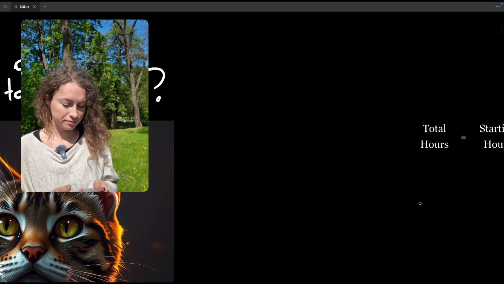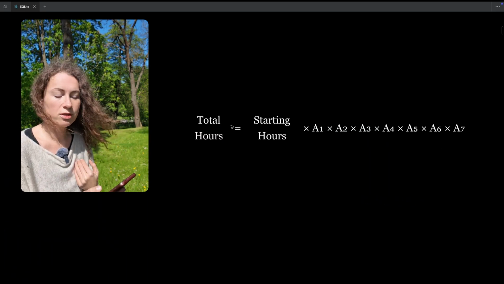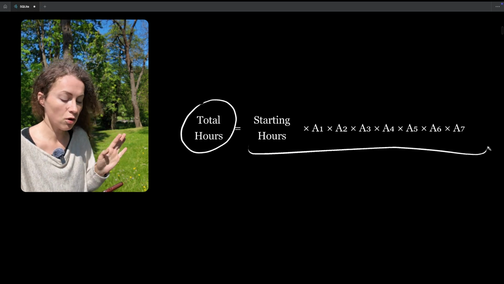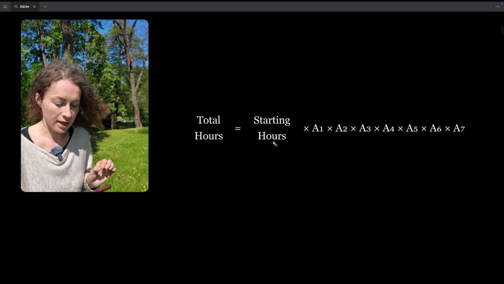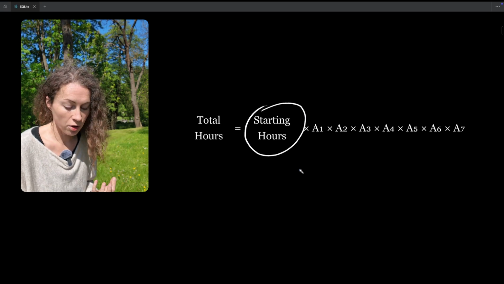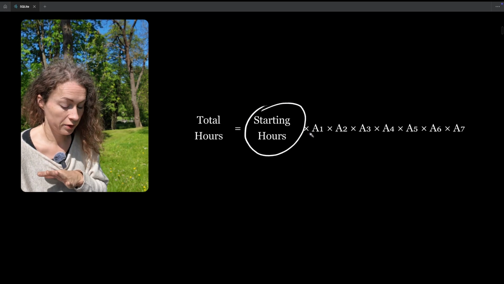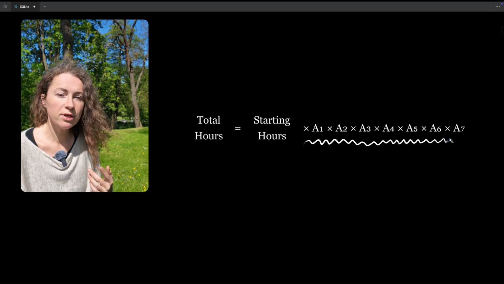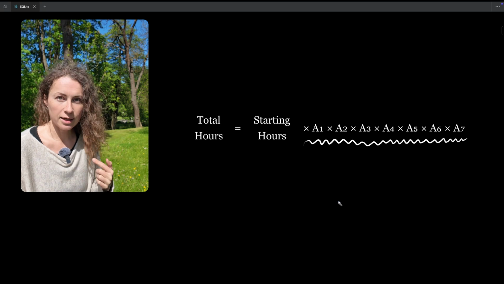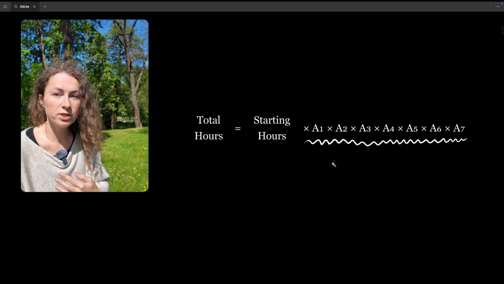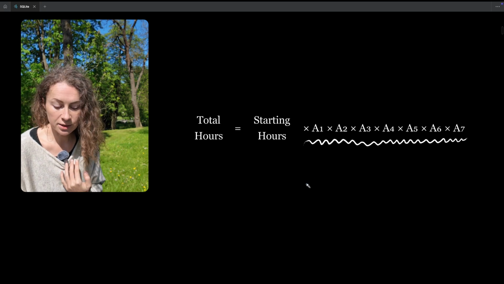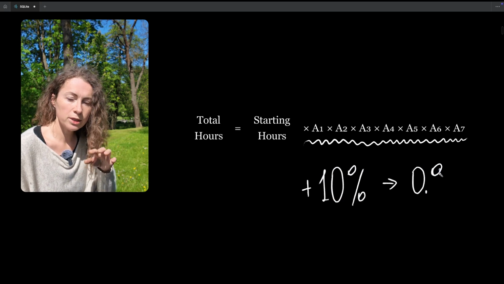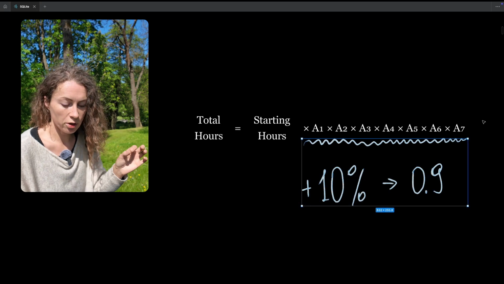So let's begin. Here's the formula, and the total hours is your answer. And it's calculated by multiplying all of this. Starting hours is the maximum number of hours depending on your goal. I will explain. Then we multiply it by a series of 7 accelerator variables that act as multipliers in the formula. For example, if you do something that speeds up your learning by 10%, then the multiplier will be 0.9, shortening your time to learn.